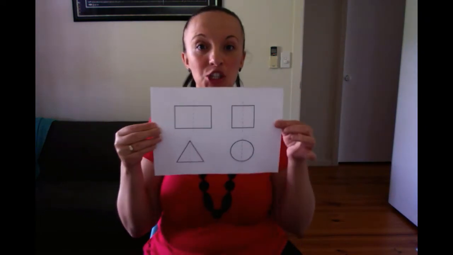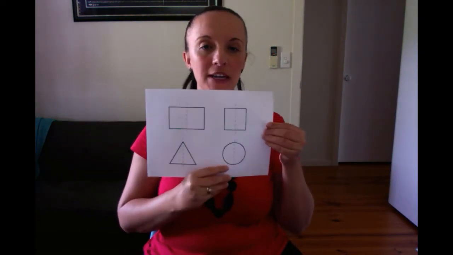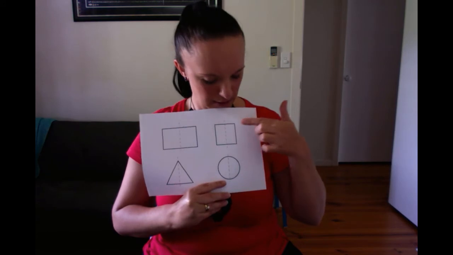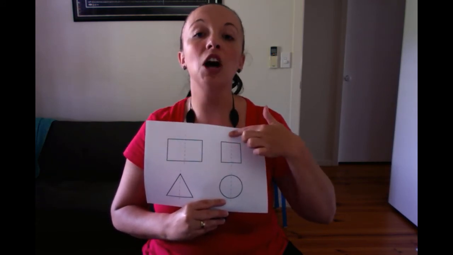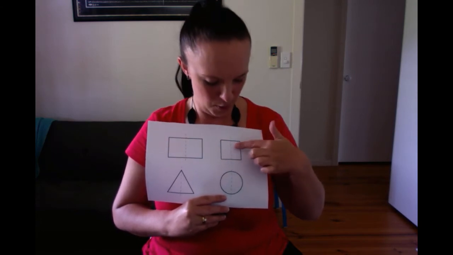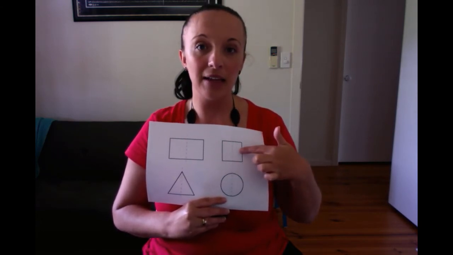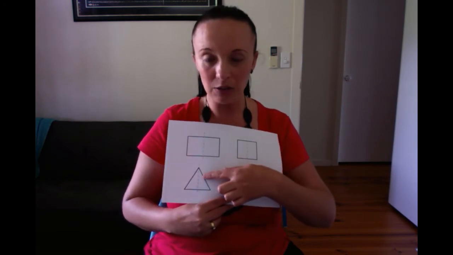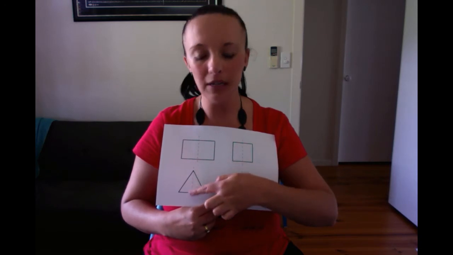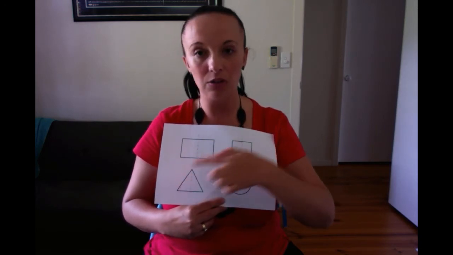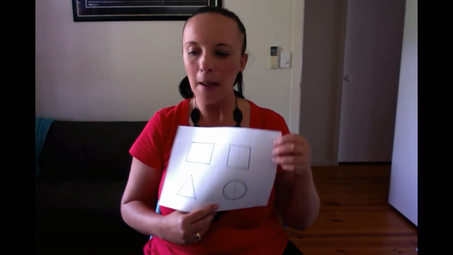Now, symmetry can be found everywhere. It can be found in shapes. So let's have a look at this square here. This square, when folded in half, down the line of symmetry, both sides are exactly the same. It's the same with this triangle. When the triangle is folded in half, down the line of symmetry, both sides of the triangle are exactly the same.